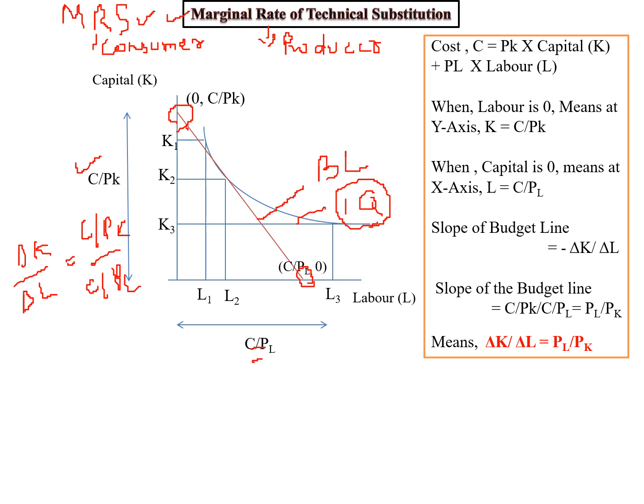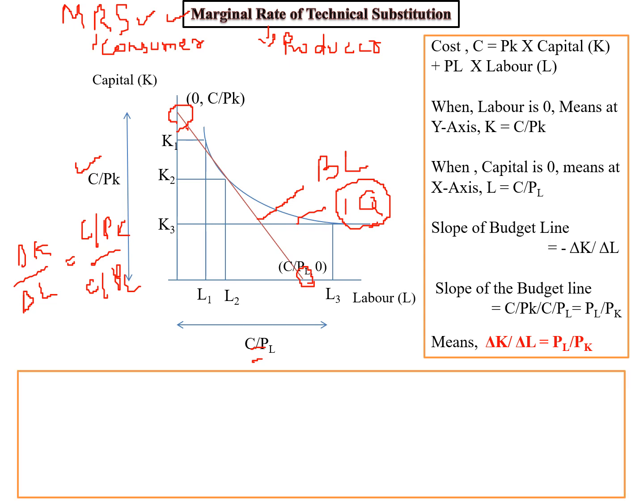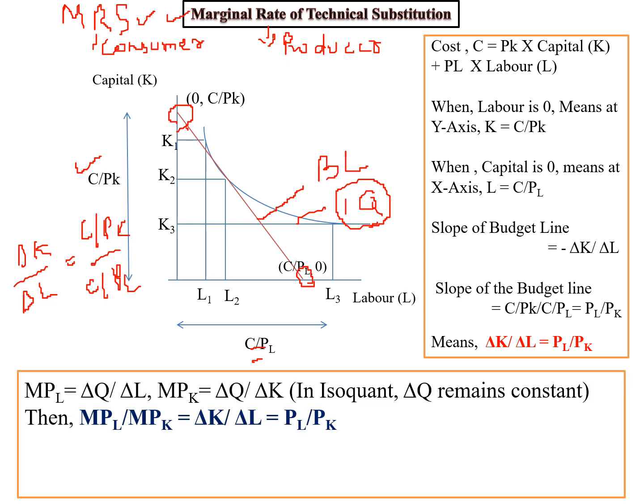Question arises, is there any connection of the slope of the budget line with the slope of the isoquant? Yes, there is a connection. How has it been connected? You all know MPL. Here I have highlighted MPL. MPL means marginal productivity of the labor. It is change in output or change in quantity of production divided by change in labor. Then marginal productivity of the capital is change in quantity by change in capital.